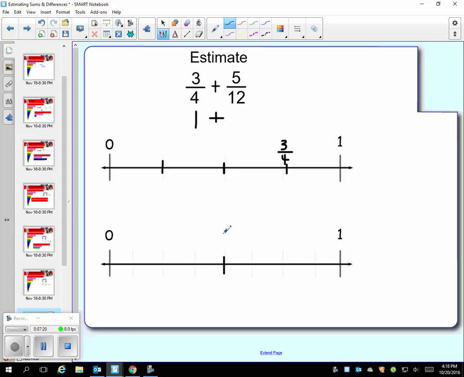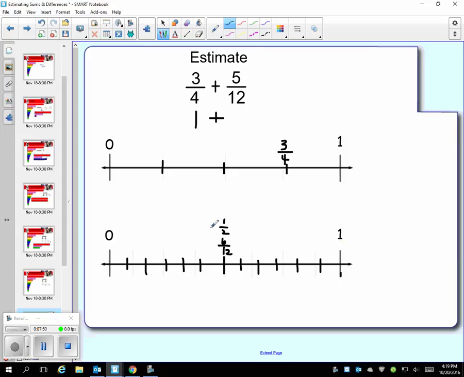So that means this would be 6/12 or 1/2. Okay, so that would mean this is 1/12, 2/12, 3/12, 4/12, 5/12. There's my 6/12. 7, 8, 9, 10, 11, and then 12/12 is the same as 1 whole.